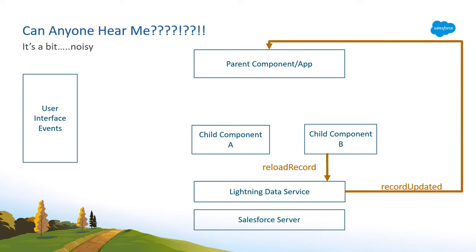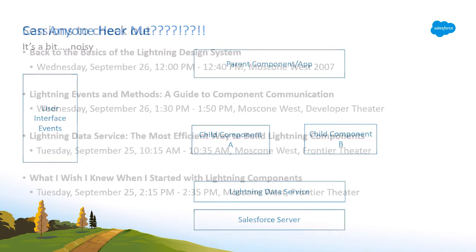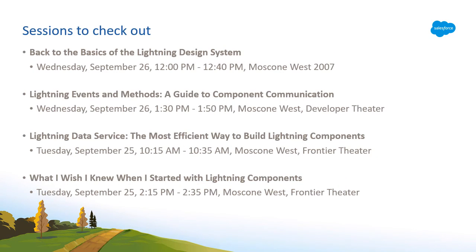And then child component, Lightning data service, so when we have a component that needs to either reload a record or record updated, it's going to be calling into the Lightning data service, and that data will come back around. And then, of course, we've got our Salesforce server calls, so we're going to have asynchronous callbacks from our components back into the server. And hopefully that has sort of clarified the different categories of events, given you some ideas of which things you need to be looking at, called out a few pitfalls.